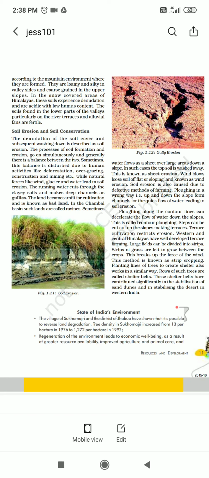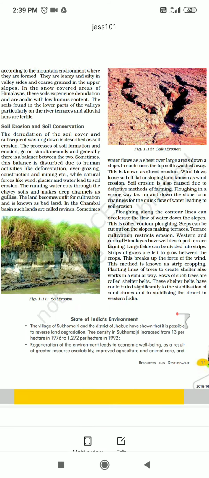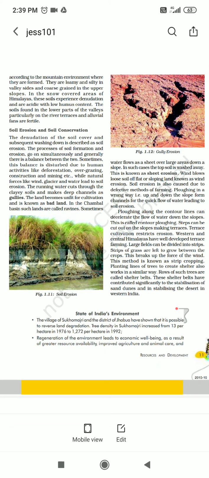In the previous class, we learned classification of resources. In today's class, we will be learning soil erosion and soil conservation. First, let's analyze what is the meaning of the term soil erosion. The denudation of the soil cover and subsequent washing down is described as soil erosion.